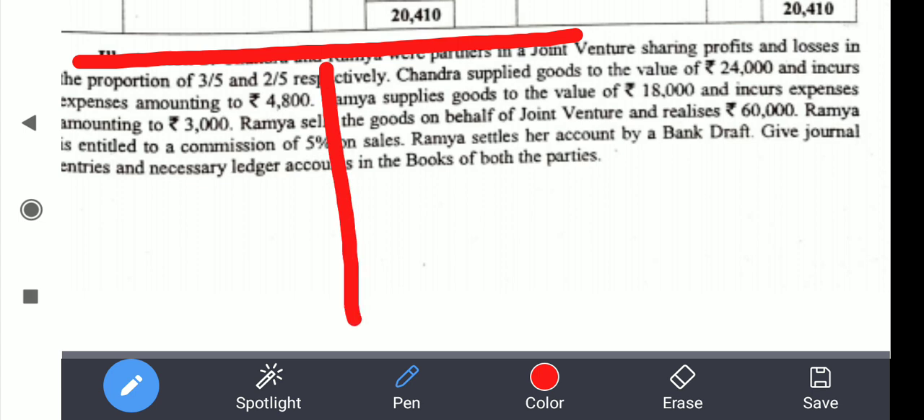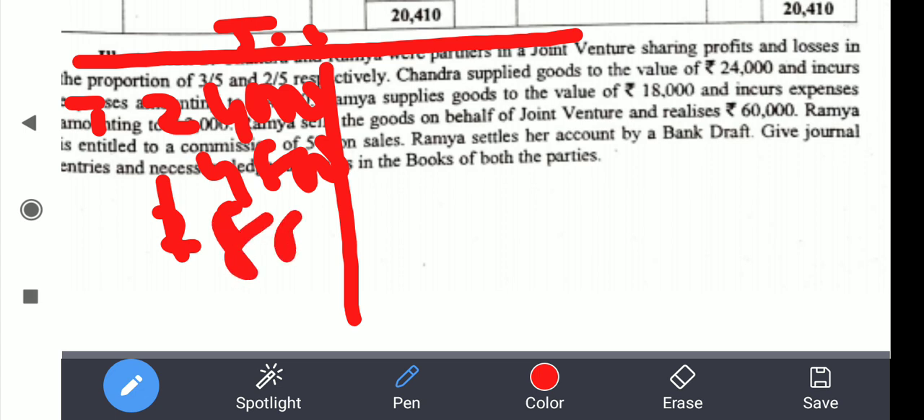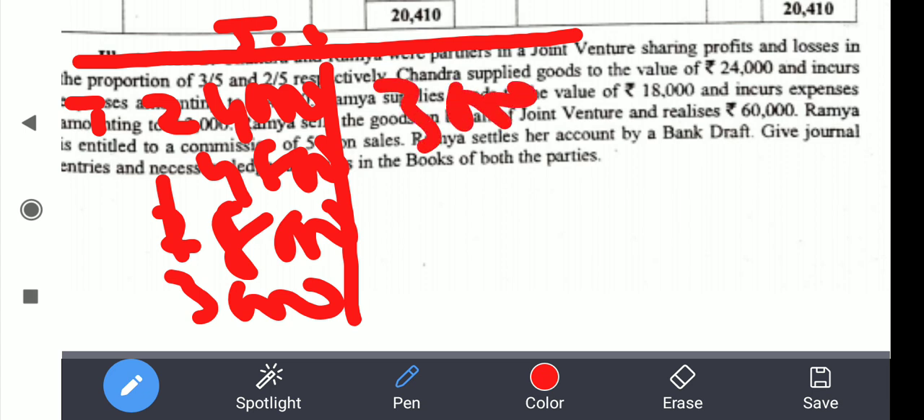This is the joint venture account. On the debit side, first you take the goods sent. How much goods were supplied by Chandra? 24,000. To goods, 24,000. To cash, 4,800, which is the cash supplied by Chandra. To Ramya, 18,000, the goods supplied by Ramya. Then expenditure, 3,000, is the expenditure of Ramya. Then again 3,000, that is the commission of Ramya.